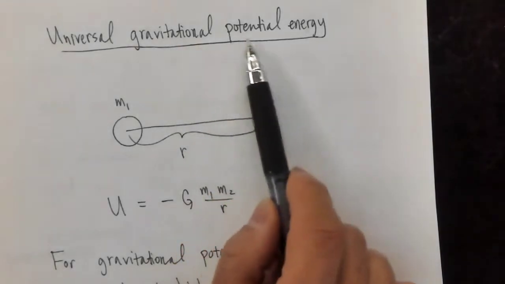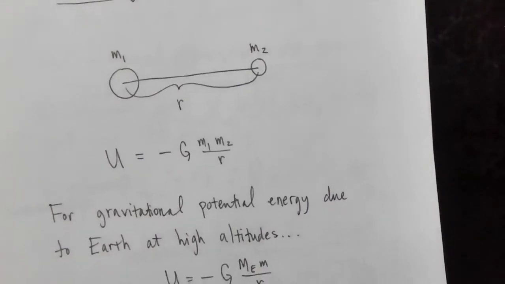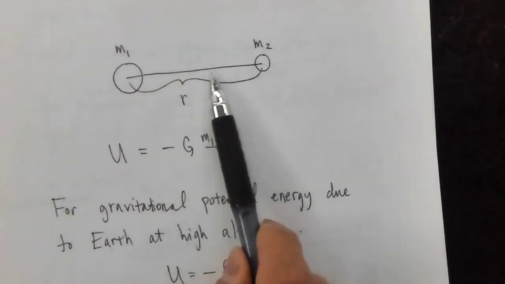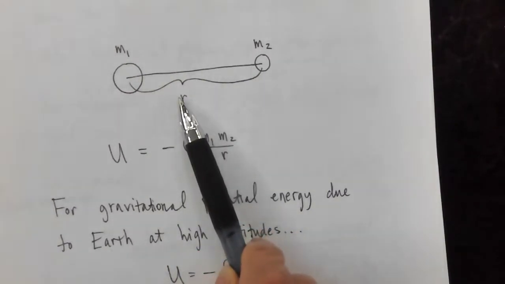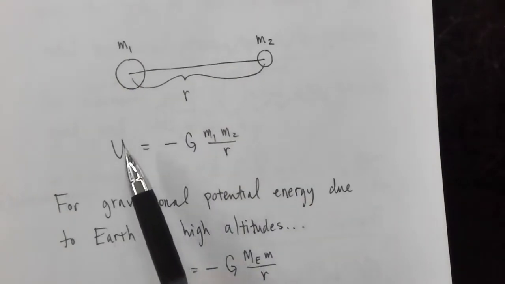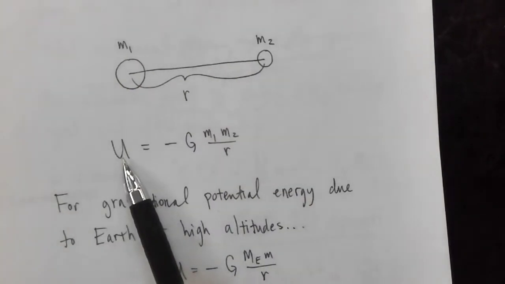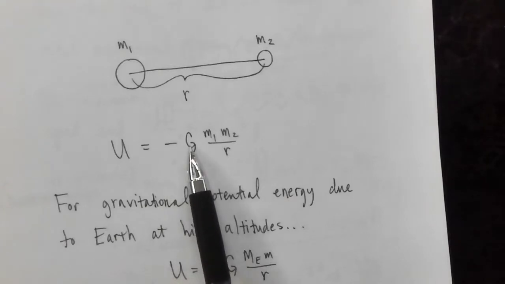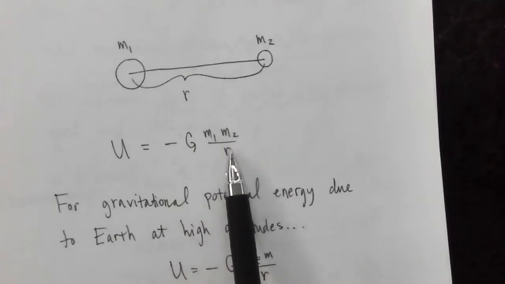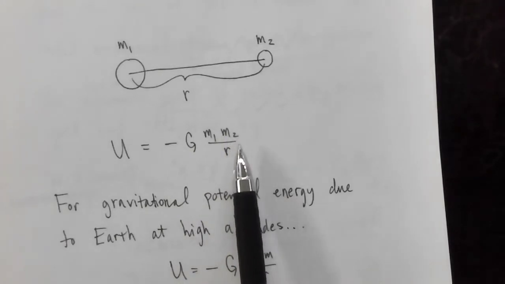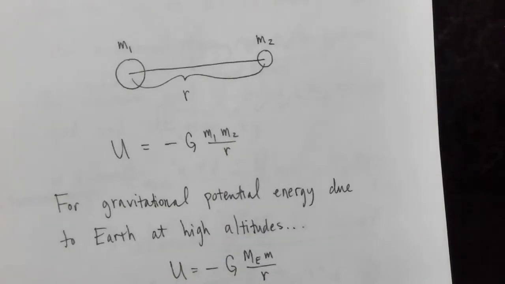Okay, so universal gravitational potential energy. If we have two masses, m1 and m2, separated by distance small r, the gravitational potential energy, capital U, is minus G m1 times m2 divided by r. There's not an r squared, it's an r for the gravitational potential energy.